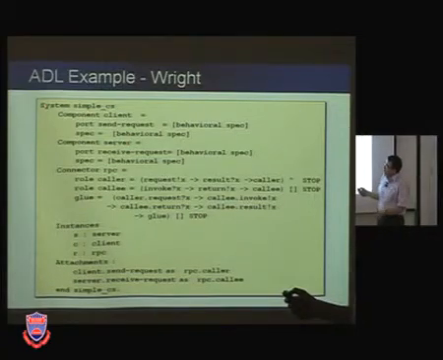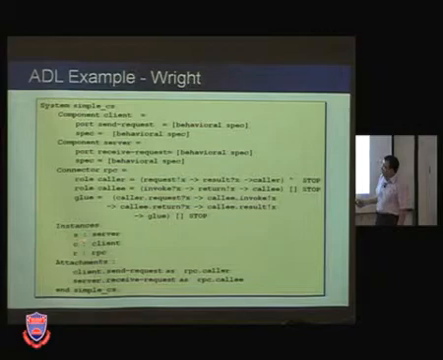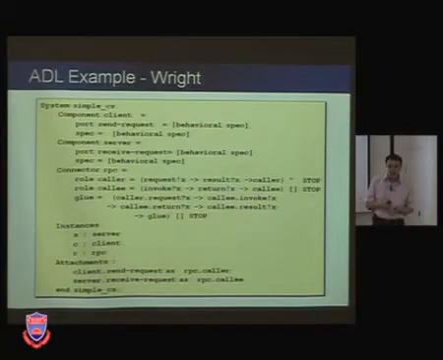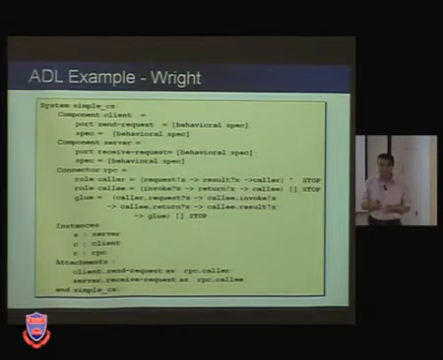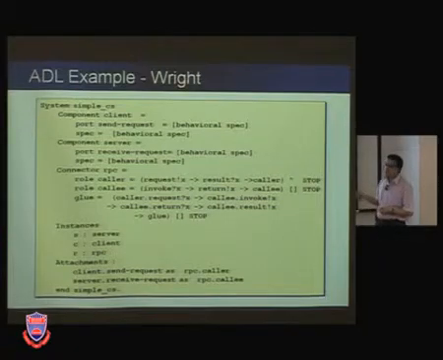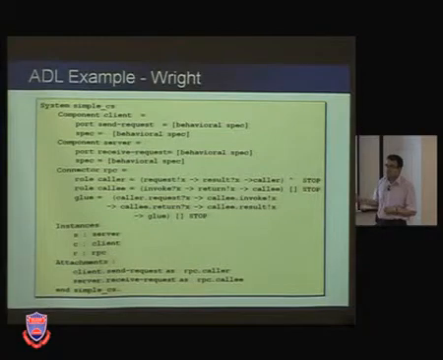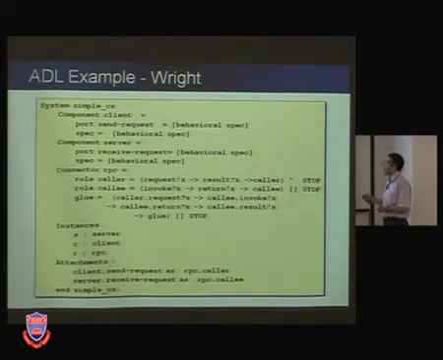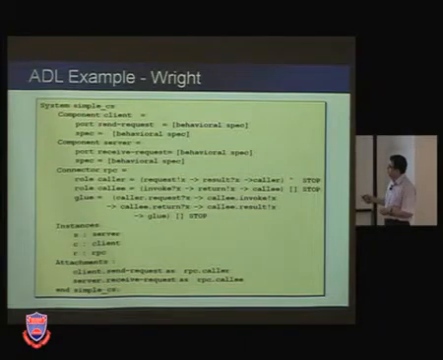So you can see it has some keywords: system, component, connector, instances, attachments. So we are now representing a simple client-server architecture using the Wright architecture description language, in a textual representation; there's no visual representation here. This system has two components, one called client, the other called server. The client has a port, send request, and the server has a receive request.